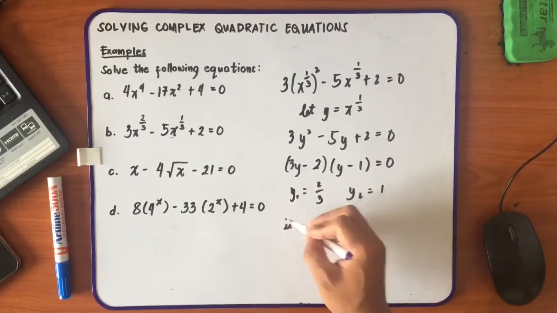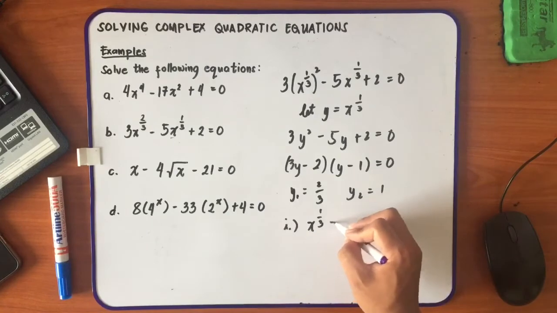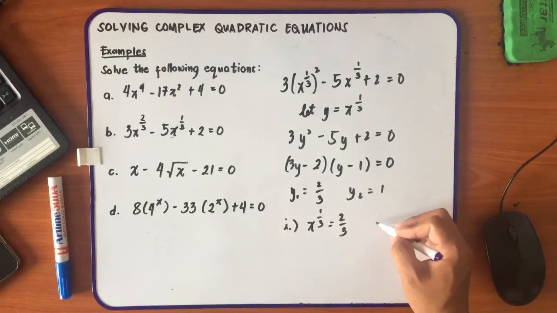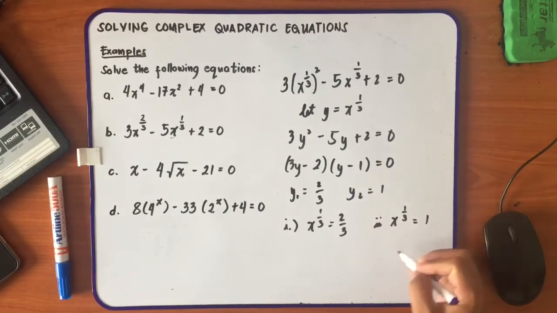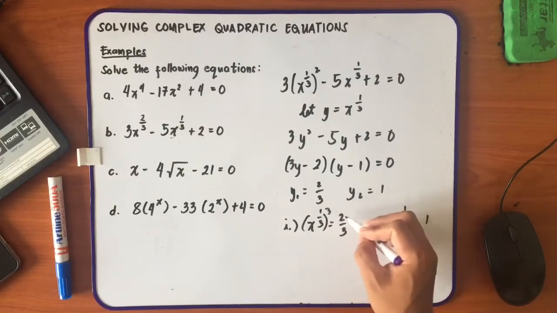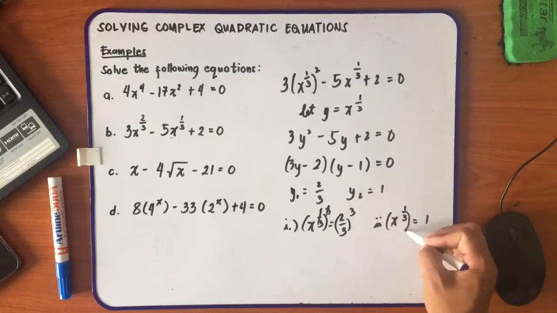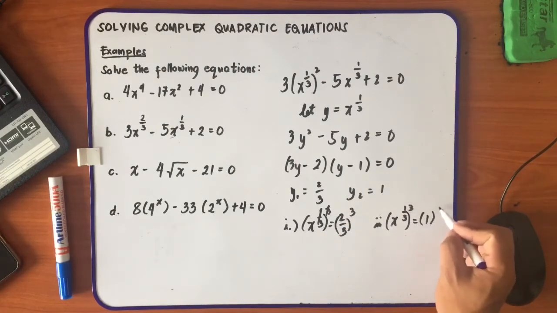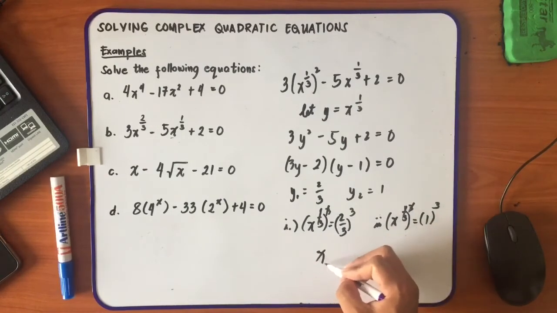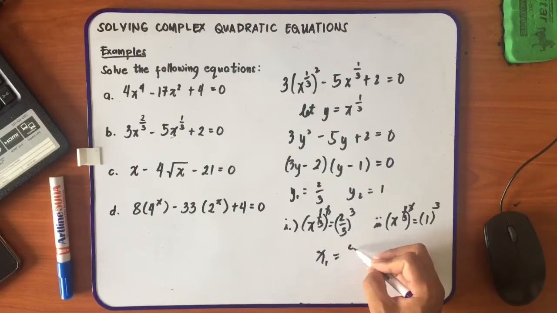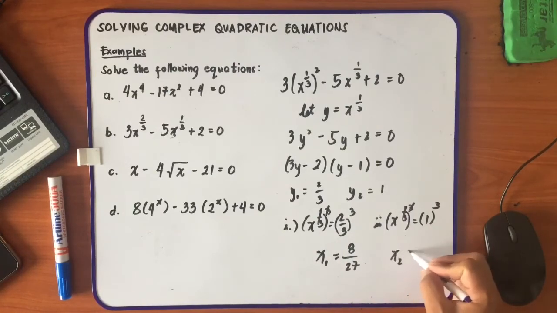Two solutions. Solution number 1, I have x to the power of 1 over 3 is equal to 2 over 3. And solution number 2 is x to the power of 1 over 3 is equal to 1. I am going to cube both sides. Why do I need to cube both sides? Because I basically want to remove this power. Do the same thing as solution number 2, cube both sides. So now the first value of x is equal to 8 over 27. And the second value of x is equal to 1.